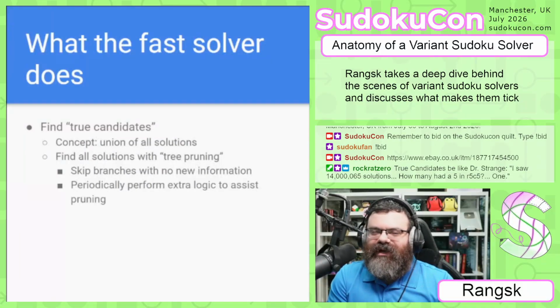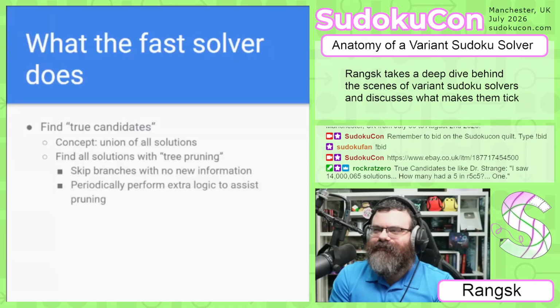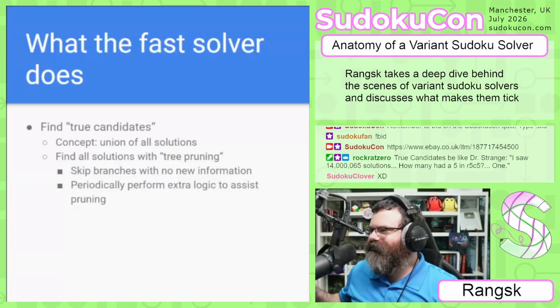So if you have questions about that, even Tallcat or the chat. And just so, Rockrat actually had a comment: true candidates is like Doctor Strange. I saw 14,065,000 solutions. How many had a 5 in row 5, column 5? One. Yeah.